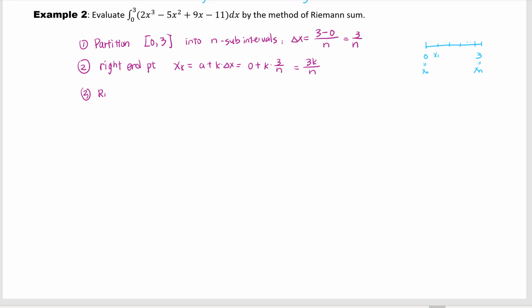And the third step, what is the right Riemann sum? Well, that is the sum of k from 1 to n, the area of rectangle, which is the height, f of x sub k times the width, change of x. Okay, let's put it in. f of x sub k is f of 3k over n, and the change of x is 3 over n. Because 3 over n has no k in it, so it's like a constant multiple, we can move it in front of the sum.